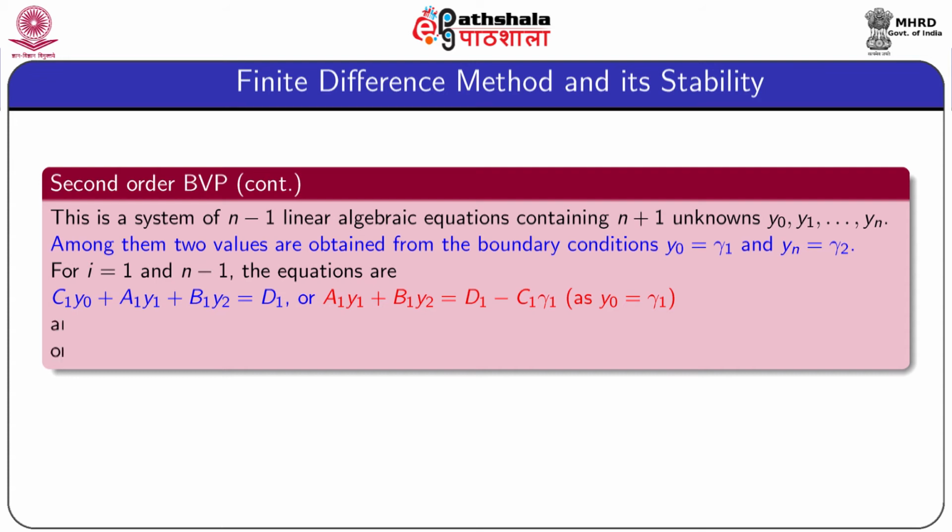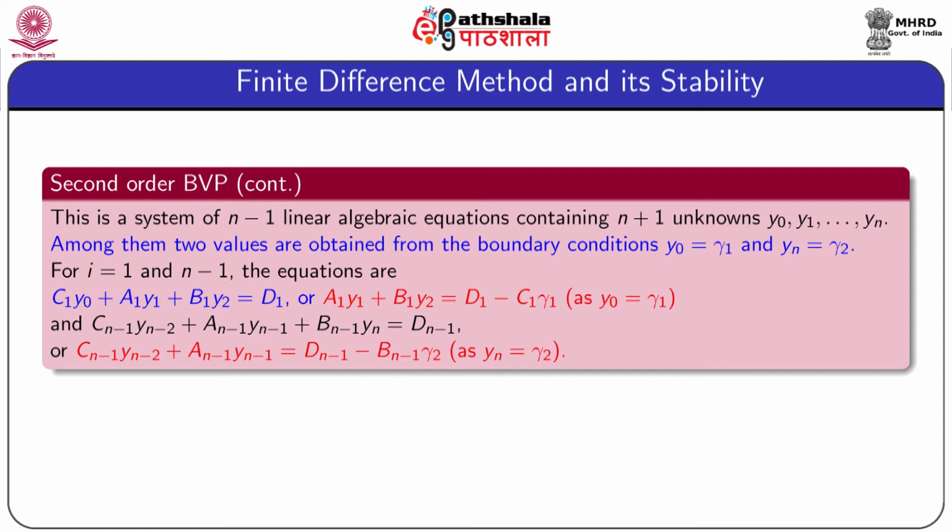Similarly, when i equal to n minus 1, the equation is this one, c n minus 1 y n minus 2 plus a n minus 1 y n minus 1 plus b n minus 1 y n equal to d n minus 1, or c n minus 1 y n minus 2 plus a n minus 1 y n minus 1 equal to d n minus 1 minus b n minus 1 into gamma 2, because y n is equal to gamma 2. In the last equation also there are two unknown quantities, one is y n minus 2 and the other is y n minus 1.